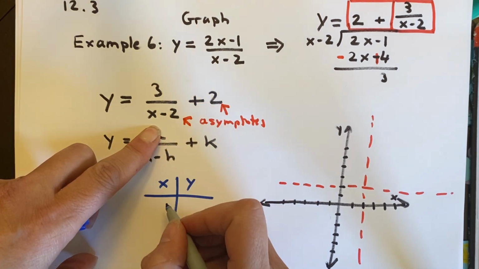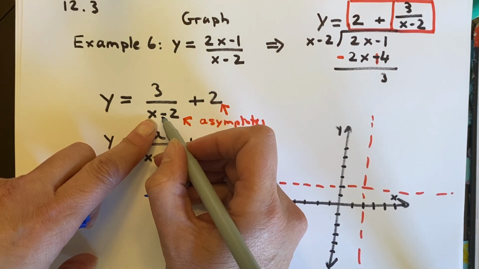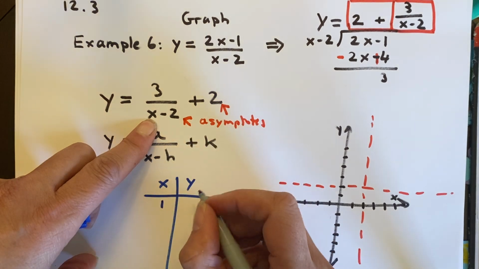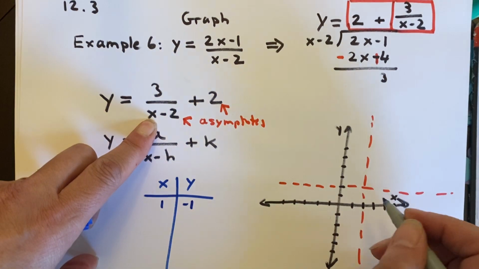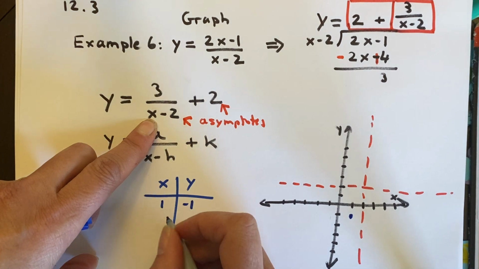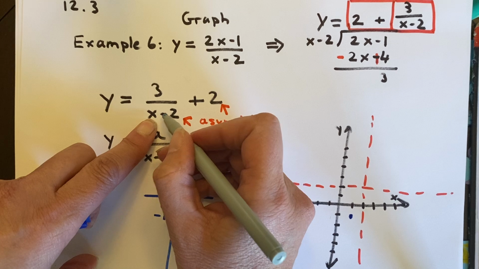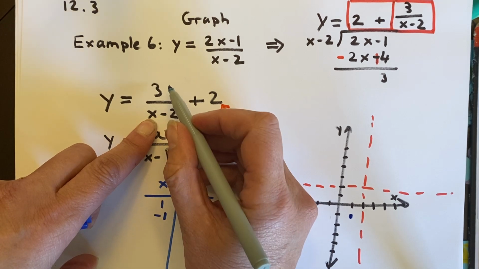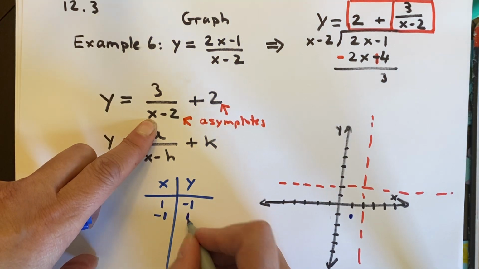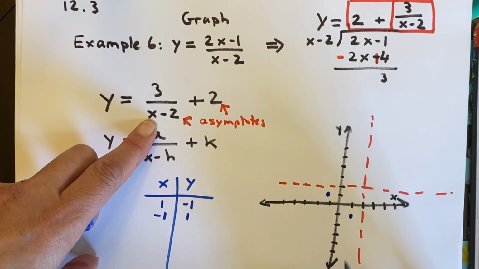So I know that if I put in 1 for x, I'm going to get 1 minus 2 is -1. 3 divided by -1 is -3, plus 2 is -1. So I'm going to get 1, -1. I can also put in a -1, and if I do that, I get -3 on the bottom. 3 divided by -3 is -1, plus 2 is +1. So -1, +1, I am here.